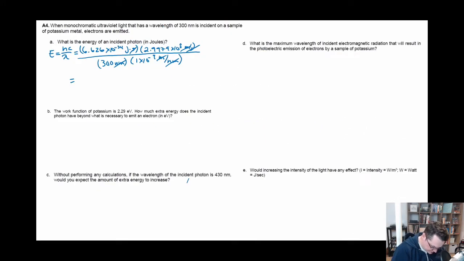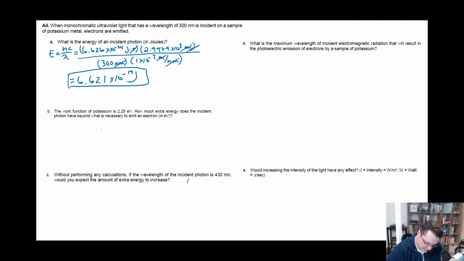So we have 6.626 times 10 to the negative 34 times 2.9979 times 10 to the 8th, divided by 300 times 10 to the negative 9. That comes out to 6.621 times 10 to the negative 19 joules, which I think is what I have on the answer key. Yeah, 6.62. So that's the energy of the photon that we're hitting the potassium with.